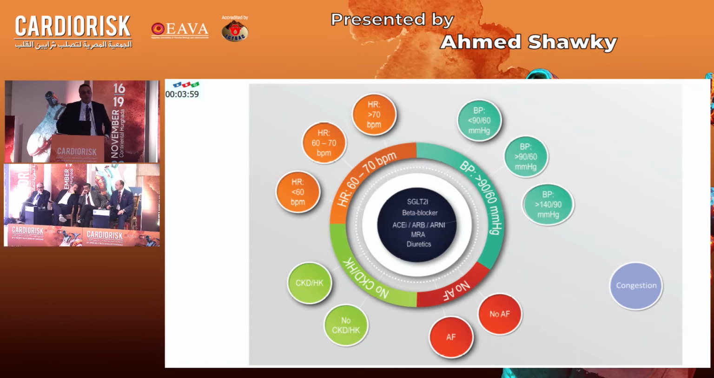presentations given by the European Heart Failure Association. They divided the patients into different phenotypes. What do phenotypes mean? Patients are not all the same. We have patients who have CKD and patients who are not. Patients who have atrial fibrillation, patients who are not. Patients with elevated blood pressure, patients who are not, and patients who have a high heart rate or not. So according to this, and the presence or absence of congestion, this is the way we manage patients and we treat.